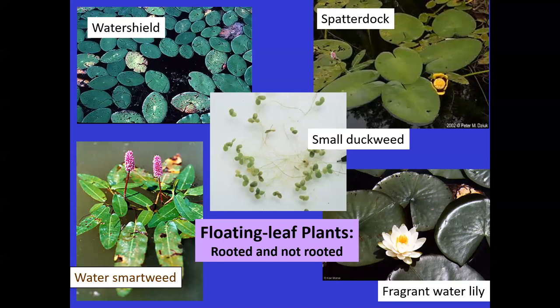In the bottom right, we have a white water pond lily, or fragrant pond lily, that has much more rounded leaves. And then finally, we've got a bunch of duckweeds. There are several species of duckweeds.